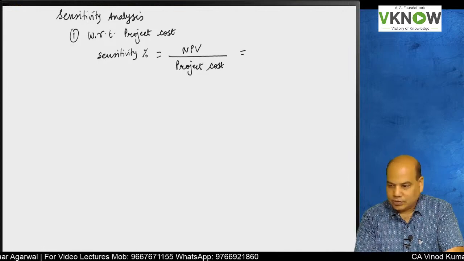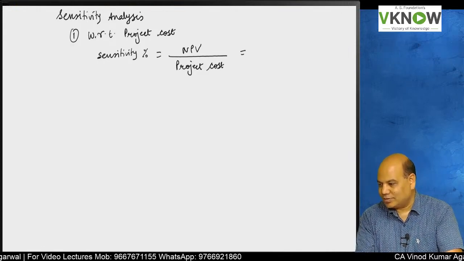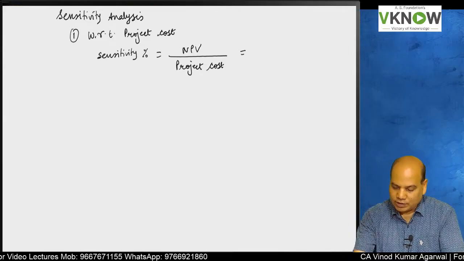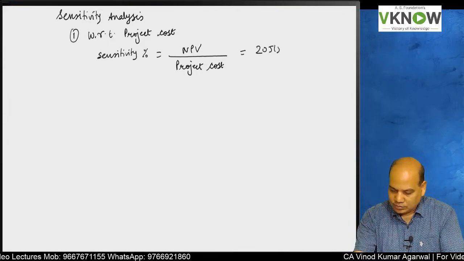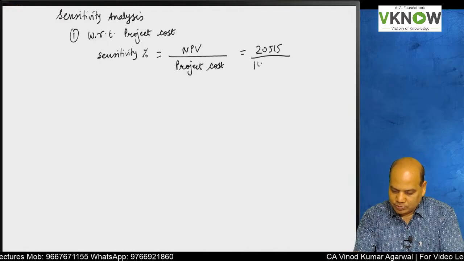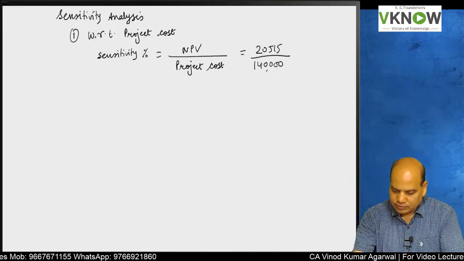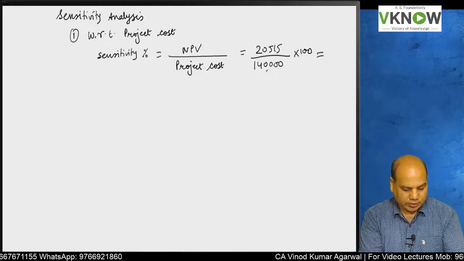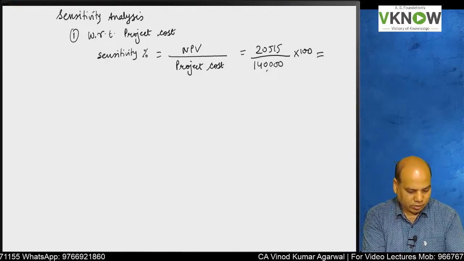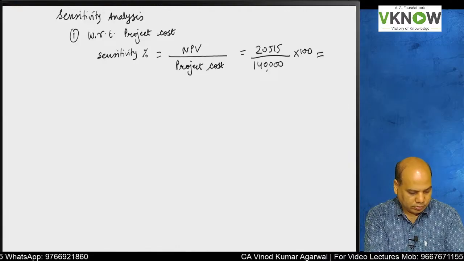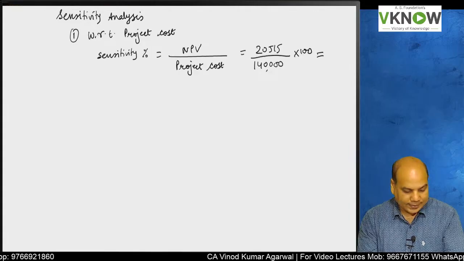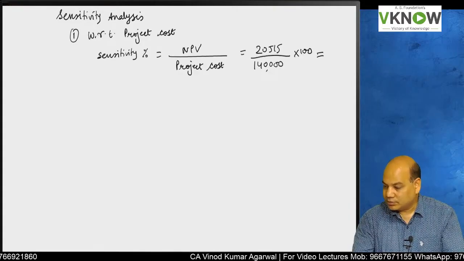NPV. Yes, Divya, what was NPV? Can you tell me NPV? 20,515. Okay, cost of the project is 1,40,000 into 100. So the answer is 14.65%.